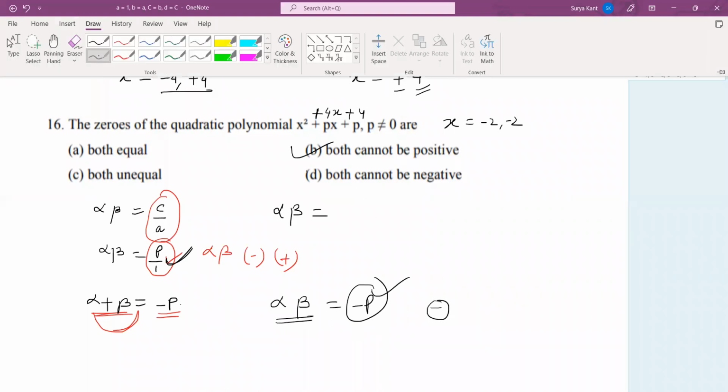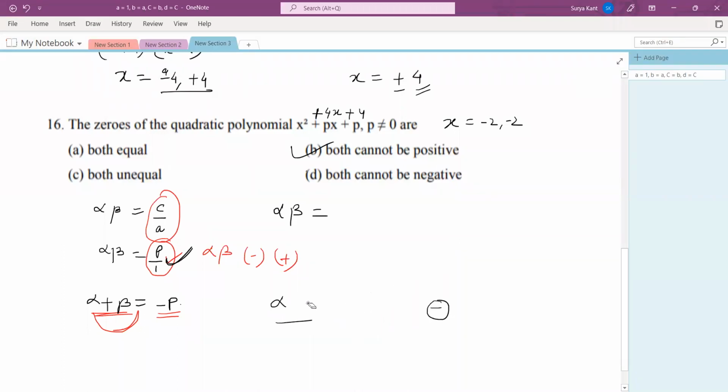Just a minute, let me check. That's why I'm saying anyway. Drishi is telling option C. If both can't be positive and both can't be negative, then option C should be correct.